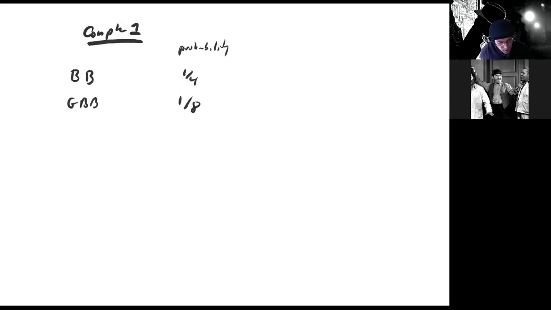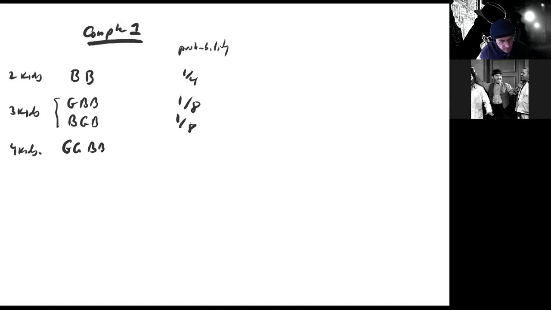Or they can have boy, then a girl, then a boy. That would be an eighth. And that's it, because that's the only two possibilities when they have two kids. This is two kids. This is three kids. These are the only possibilities for three kids in couple one's case. Now, what about four kids? If they have four kids, they could have two girls, then two boys, then they're done.